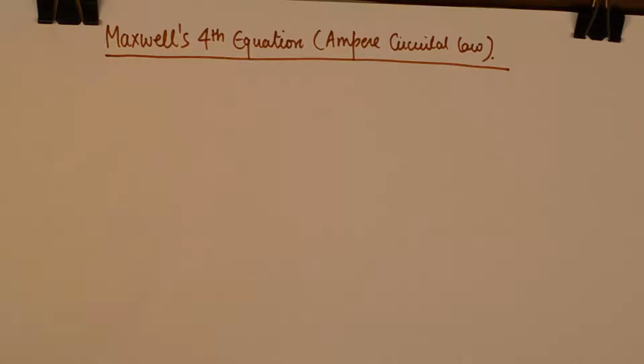Today we'll discuss Maxwell's fourth equation, which is derived from Ampere's Circuital law. We'll try to understand Ampere's Circuital law and the derivation of Maxwell's fourth equation from that law. Before we start the discussion and derivation, let me tell you Ampere's Circuital law is a dual law of Biot-Savart's law. So let's examine those two laws briefly.